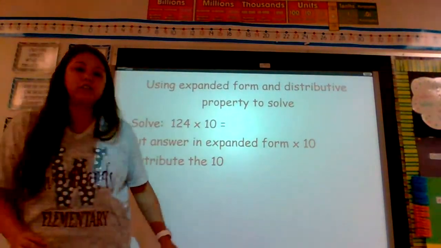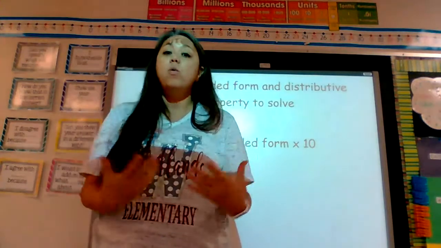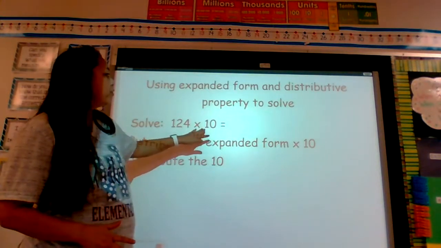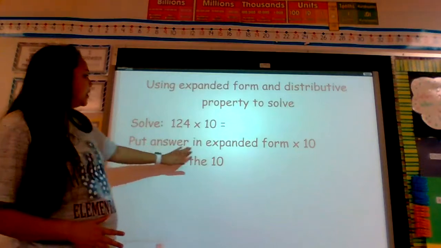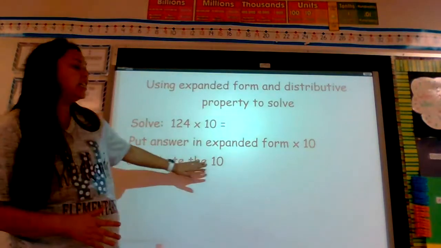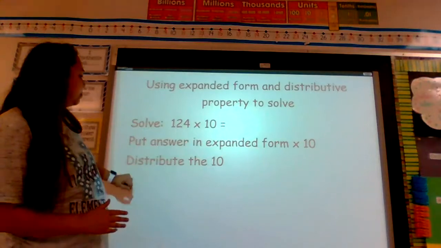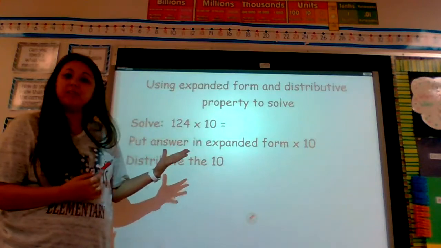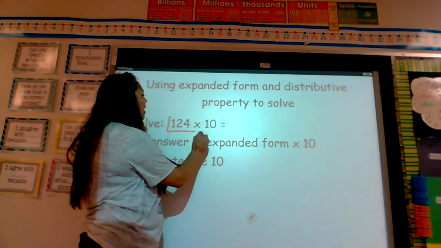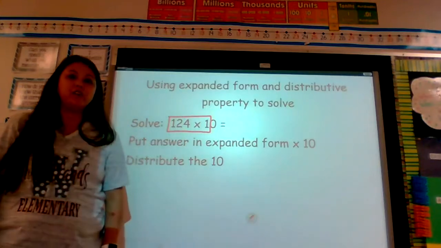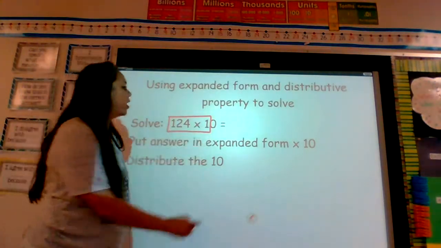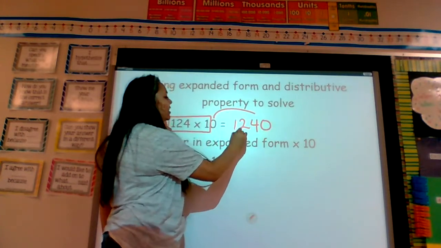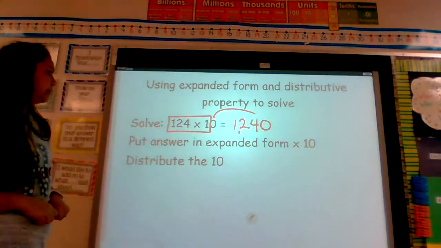So here's how we're going to look at it, because you're going to see this in the work that we're going to do. We're going to solve 124 times 10. And we're going to put the answer in expanded form times 10, and then we're going to distribute that 10. So the first thing we're going to look at is, let's just solve this, just like Miss Fuller had shown us to do. I'm going to box that in because that's really what you did first. You took 124 times 1, and you get 124, and then we carried over that 0. So I know that's the answer that I'm going to be looking for.